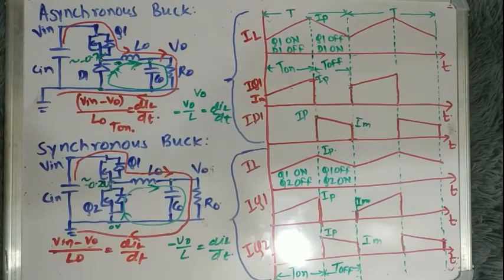In the next video we will see how these two configurations operate in DCM mode, and what is forced continuous conduction mode, which is also called FCCM or FPWM, forced PWM mode. And then in the third part we will see what is diode emulation.